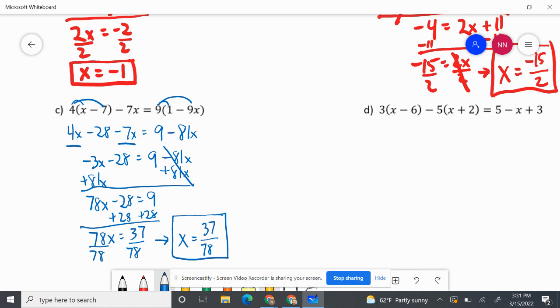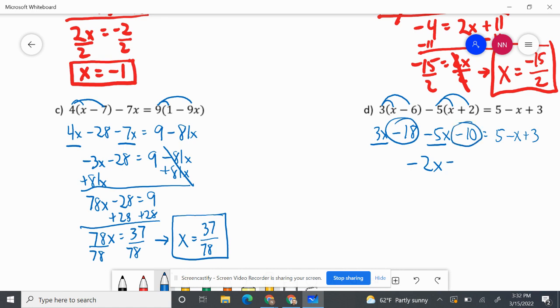Okay, our last one. We're going to do the same thing. We're going to distribute. So I distribute the 3 to each of the terms. So I get 3x minus 18. Distribute the negative 5 to each of the terms. Negative 5x minus 10. I'm going to combine the like terms. 3x minus 5x is negative 2x. Negative 18, negative 10 is negative 28. Then 5 plus 3 gives me 8.